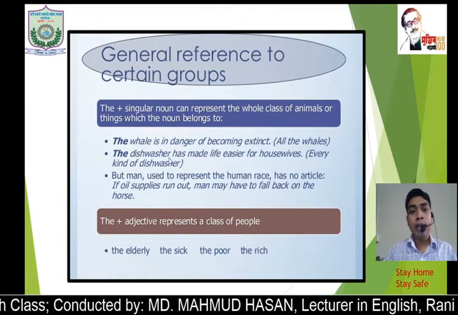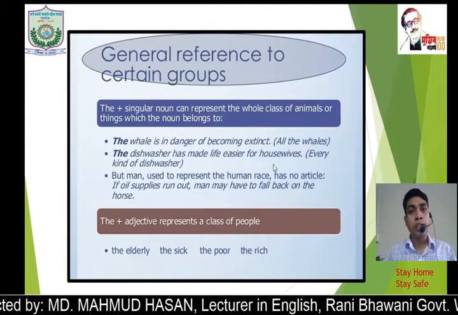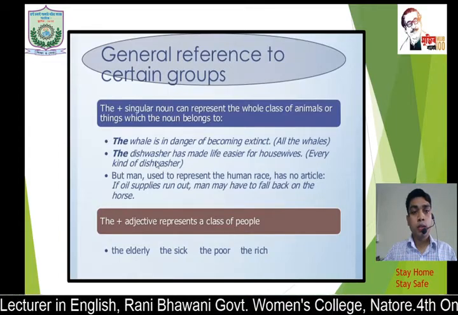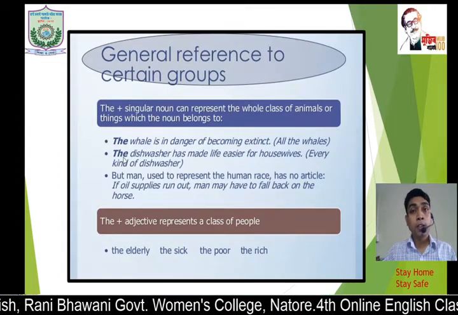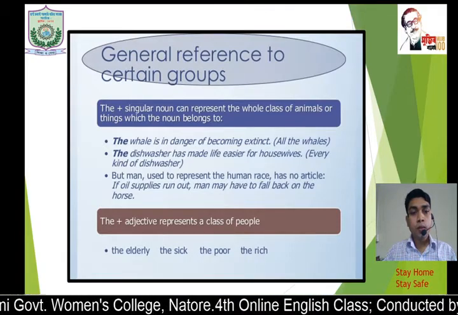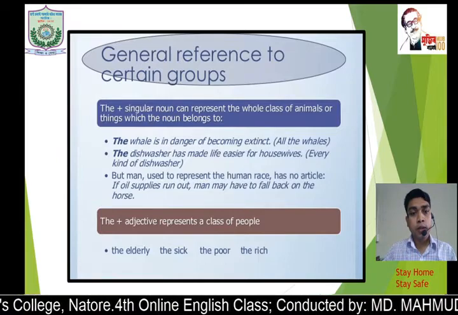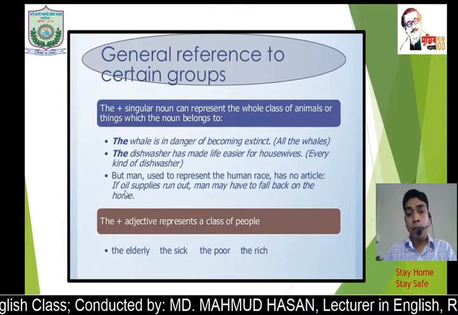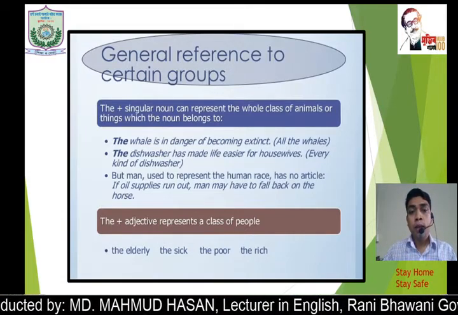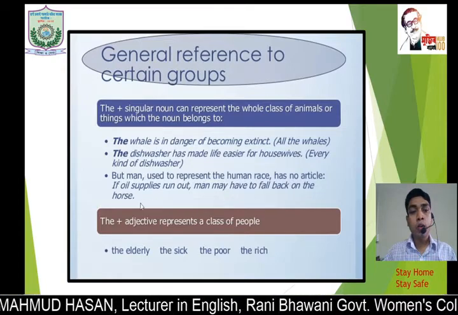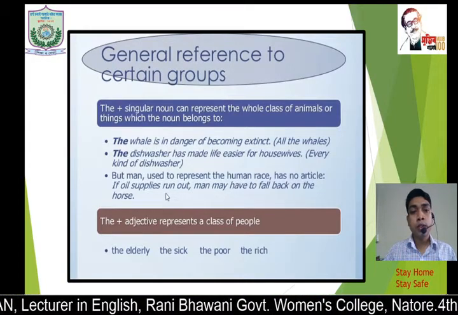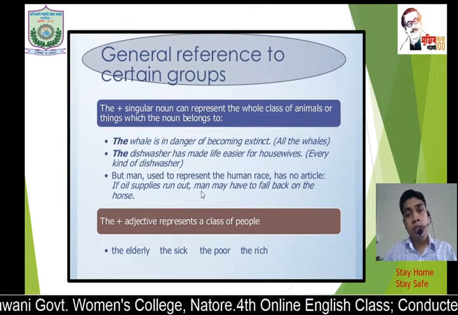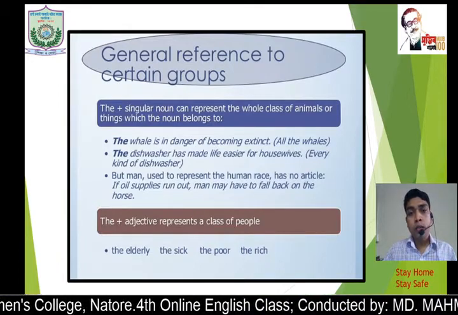The dishwasher has made life easier for housewives. Here, every kind of dishwasher. It is an example of generalization. But man, used to represent the human race, has no article. If oil supplies run out, man may have to fall back on the horse. We do not use the before man. Man itself shows the generalization. It shows the human race.